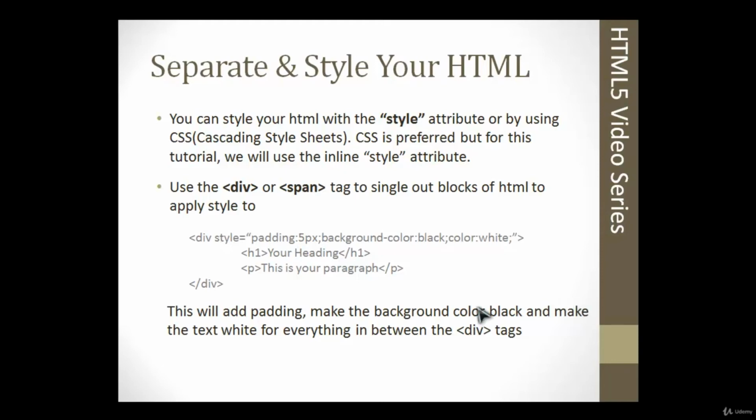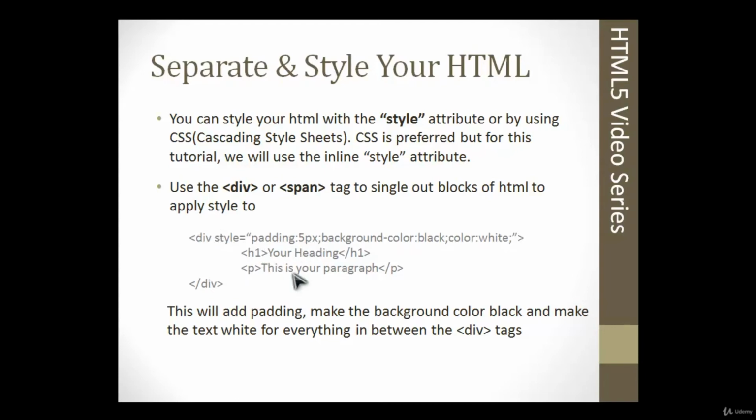And to separate certain blocks of HTML, we can use the div tag or the span tag. The biggest difference between these is that the div is a block level element and span is inline. And here we have an example. We're using the div tag and the style attribute, and then we have the selectors and the values. So we have padding, which is 5 pixels.